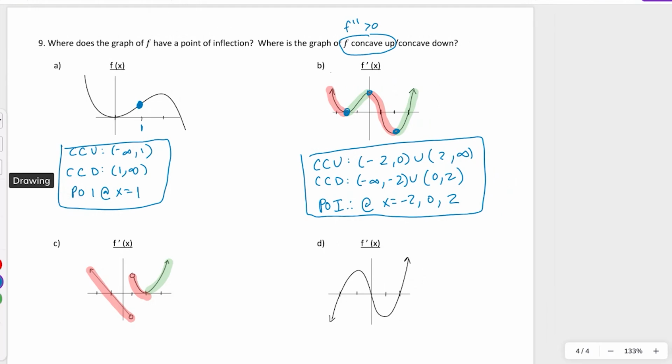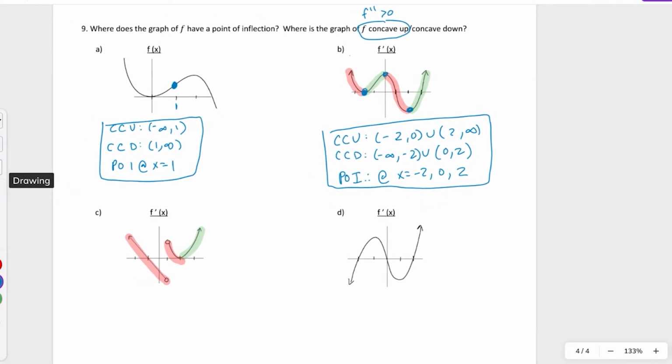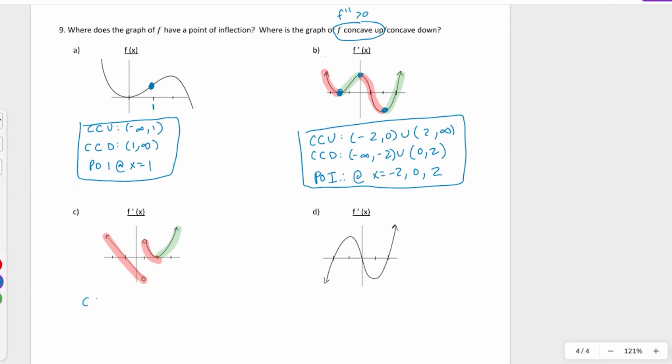So I'm going to list these intervals separately. Concave up, there's only one interval, so that's from 2 to infinity. It's going to be concave down from negative infinity to 1, and also from 1 to 2. This is not continuous, so I don't want to join those two intervals. I've got a single point of inflection at x equals 2.